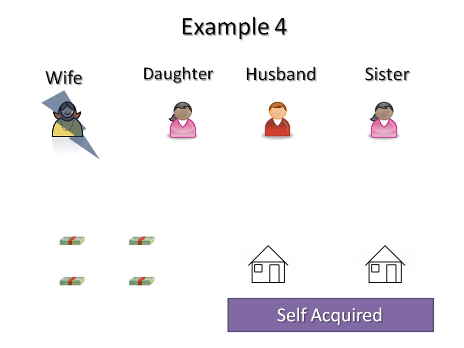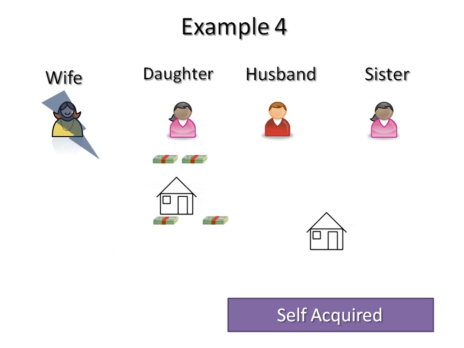Who is in class 1 for her? For a woman, if you remember, the first layer belongs to the husband, children and grandchildren. So there is a daughter and there is a husband and there is a sister also, but the sister is not going to be in the picture. So half of the wealth will go to the daughter and half of the wealth will go to the husband, because they are going to have the first right on the property.